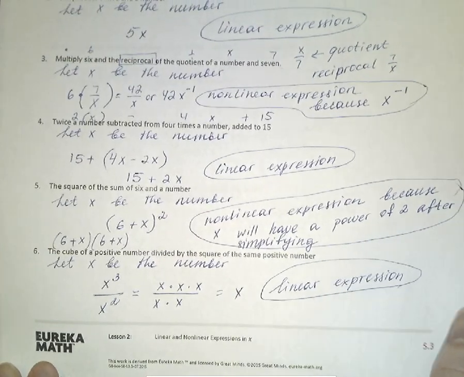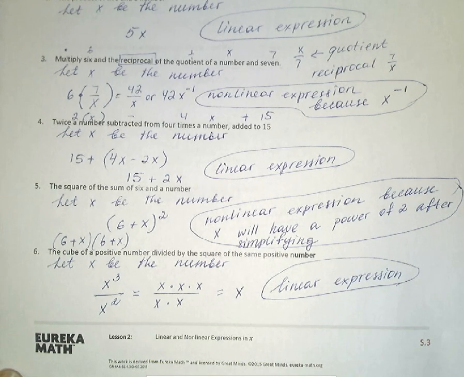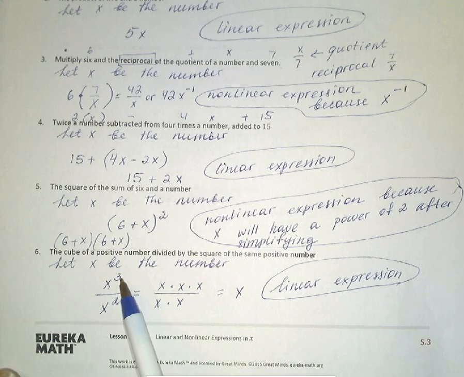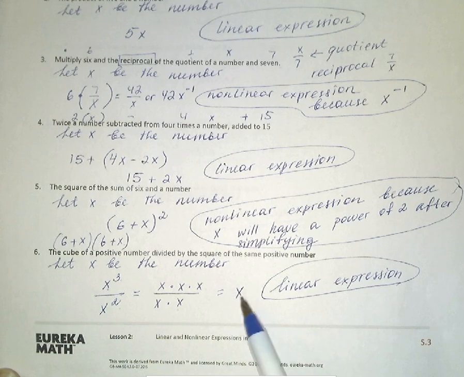Number 6, the cube of a positive number divided by the square of the same positive number. A cube of a positive number is going to be x to the cube, to the third power, and you're dividing it by the square, or x to the second power. When you're dividing third power by the second power, you can simplify what you have and you will have only one x left, and that is a linear expression.